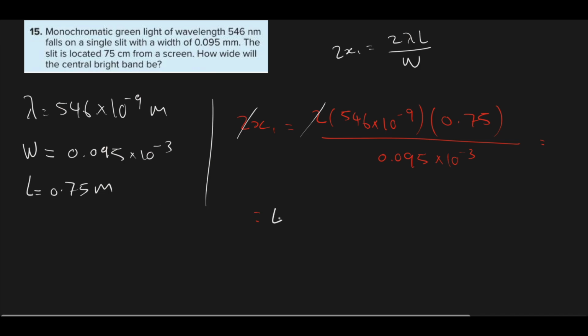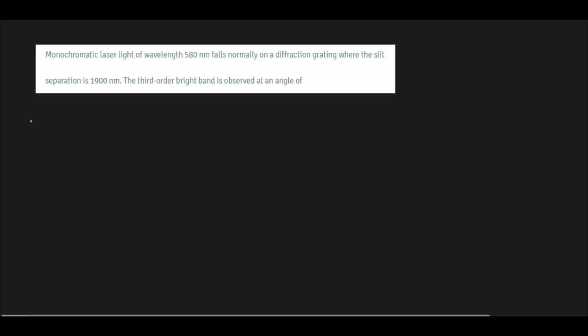So the answer is 4.3 times 10 to the power of negative 3 meters, which is equal to 4.3 millimeters. Now let's move to the idea of diffraction gratings, and it's quite an easy idea.